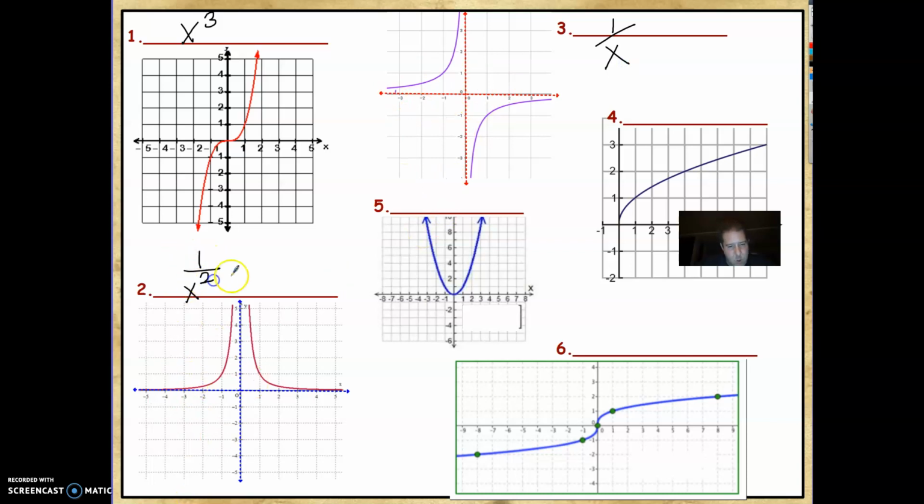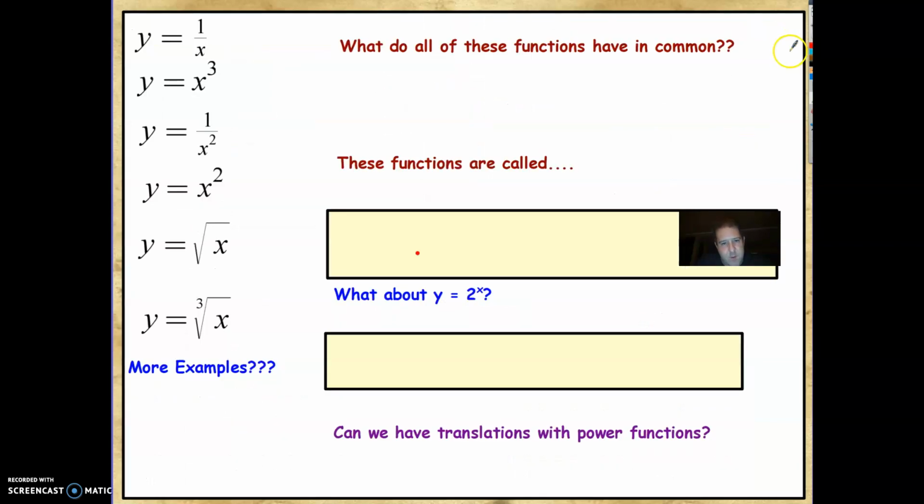And this is 1 over x squared. This is a parabola, so that's x squared, and this is square root of x, because square root of 4 is 2, or square root of 9 is 3. And this is cubic root of x. Okay, so quick review of those parent functions.